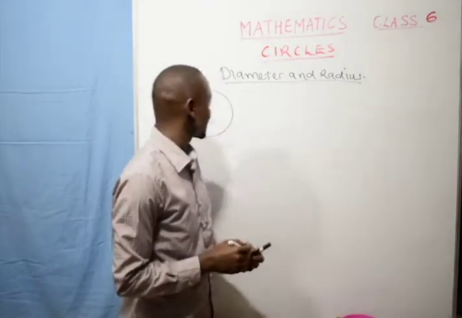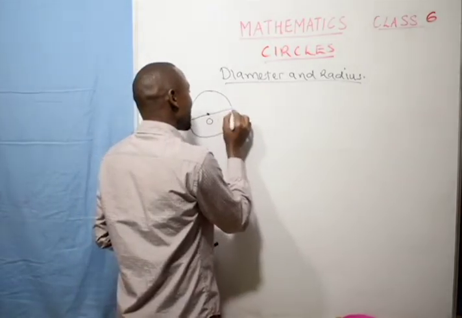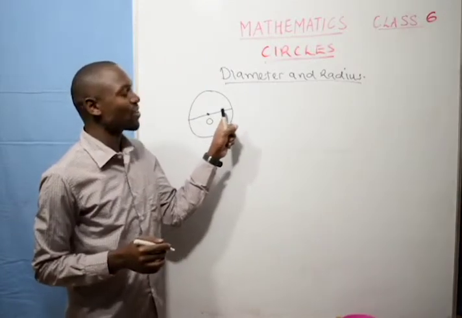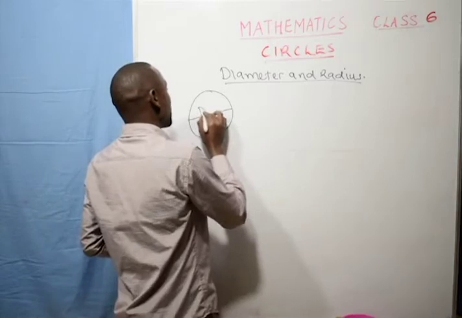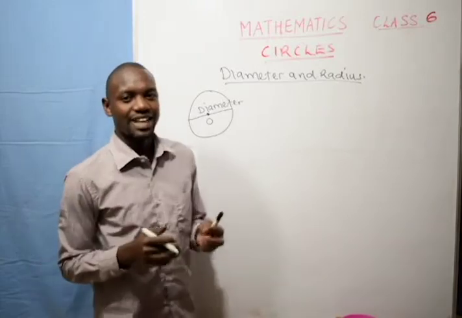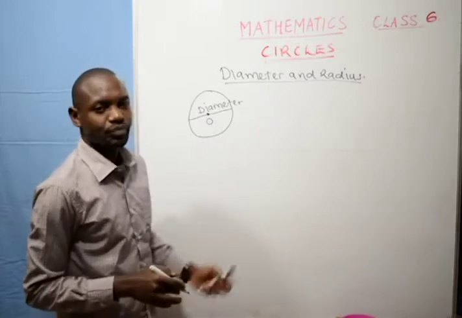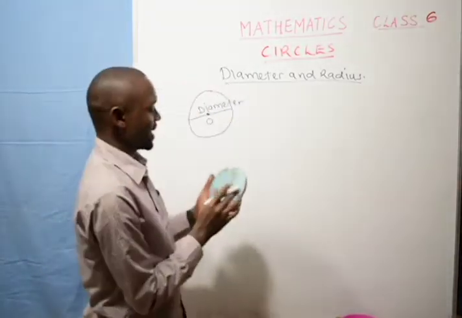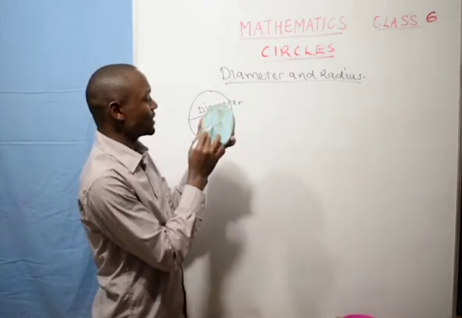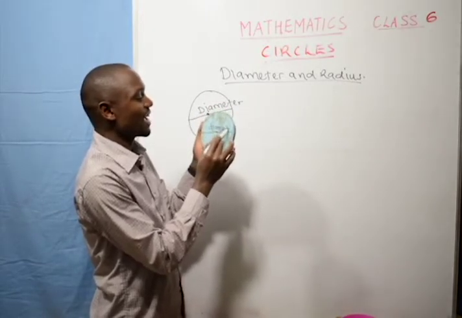Any line that is drawn to pass through the center of the circle to the other side is called a diameter. Diameter is a line that is drawn and passes through the center of the circle to the other side. For example, suppose this is the center of this circle. When we draw a line from this point to pass through the center to the other point, that is what we call a diameter.